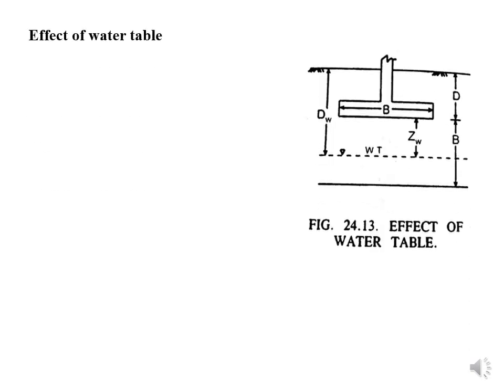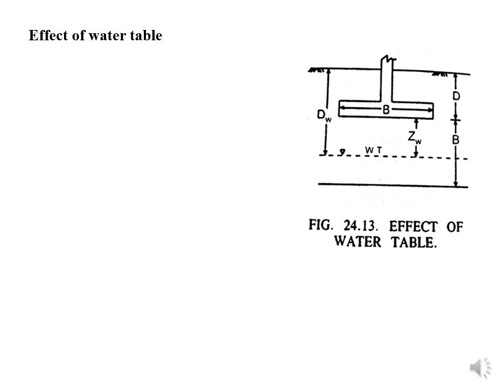Next, how can we calculate the value of W dash? You can see the formula has three components, first, second and third, and in the third component, W dash is incorporated. That is going to indicate the effect of water table on bearing capacity. You can see this figure: D is the depth of footing, B is the width below the base of the footing, and DW is the depth of the water table.